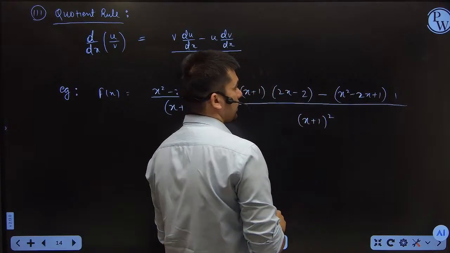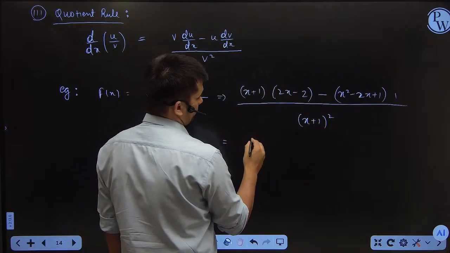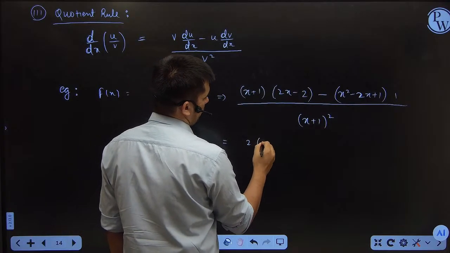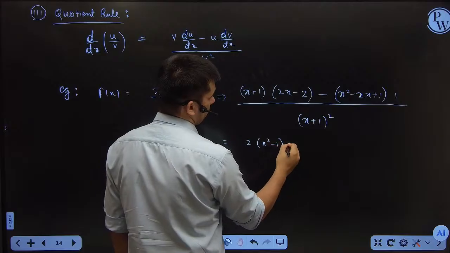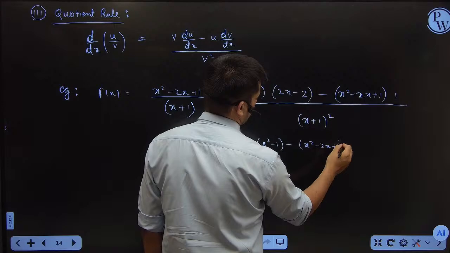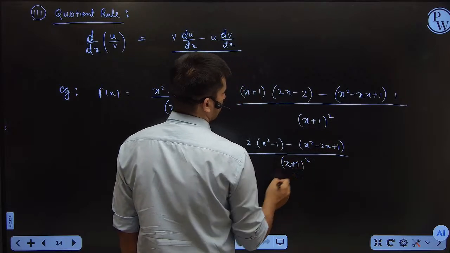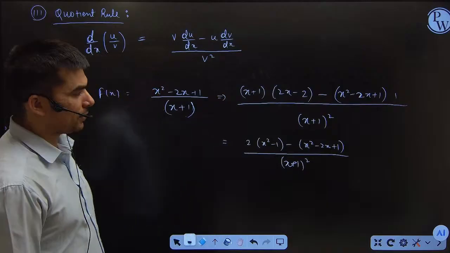Okay. So the final result for this is 2 times x square minus 1 minus of x square minus 2x plus 1, whole divided by x plus 1 whole square. You can factorize it and get the final result.